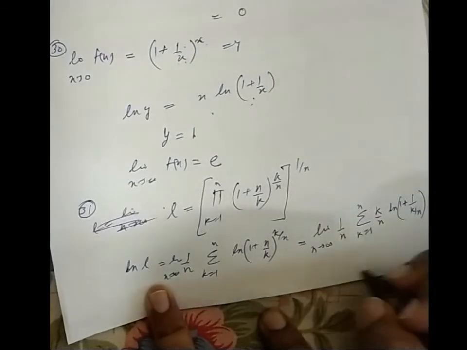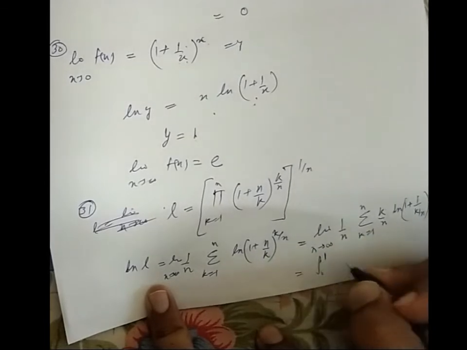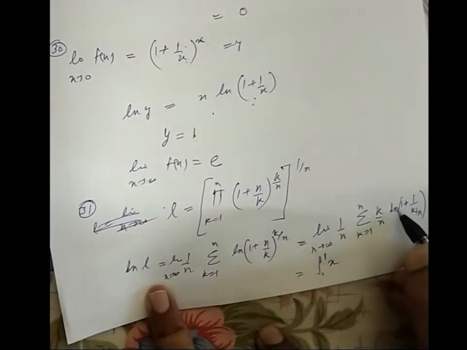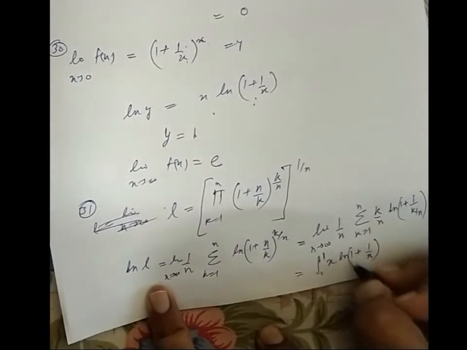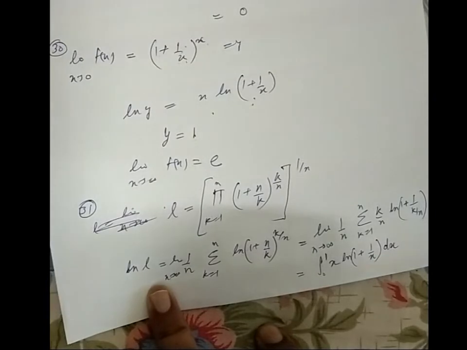Okay, so this would be equal to integration from 0 to 1 of x ln 1 plus 1 by x dx, which can again be calculated using by parts. Fine. Moving on to the next question, which is our next passage, passage number 3.